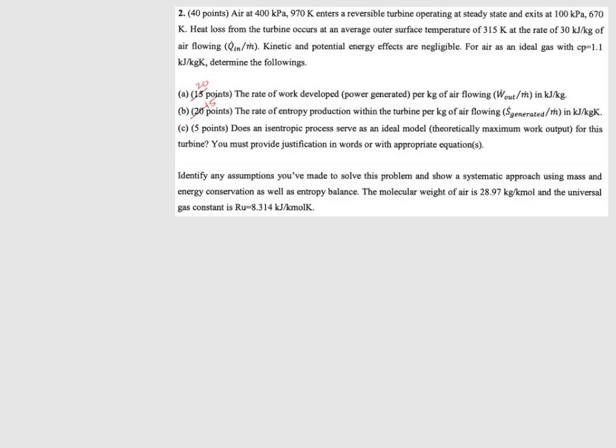Air at 400 kilopascal, 970 K enters a reversible turbine operating at a steady state, and exits at 100 kilopascal and 670 K. Heat loss from the turbine has an average outer surface temperature of 315 K at the rate of 30 kilojoule per kilogram of air flowing. Kinetic and potential energy effects are negligible. For ideal gas, the Cp equals 1.1 kilojoule per kilogram K.